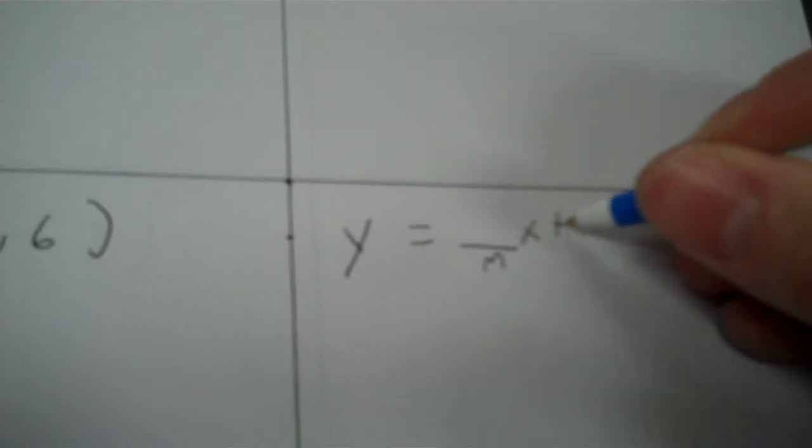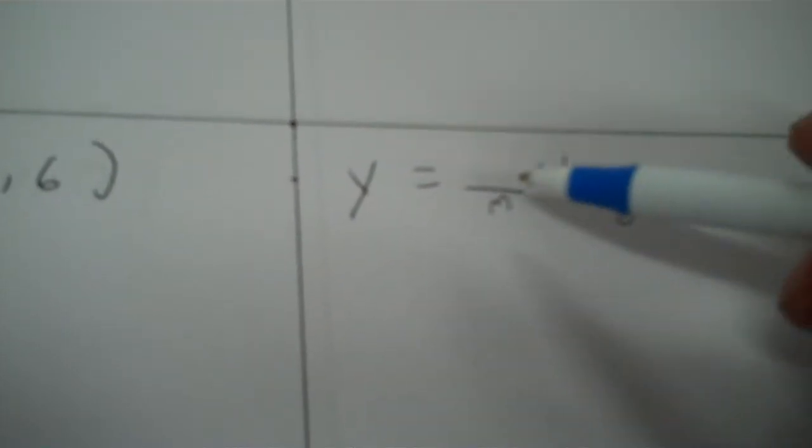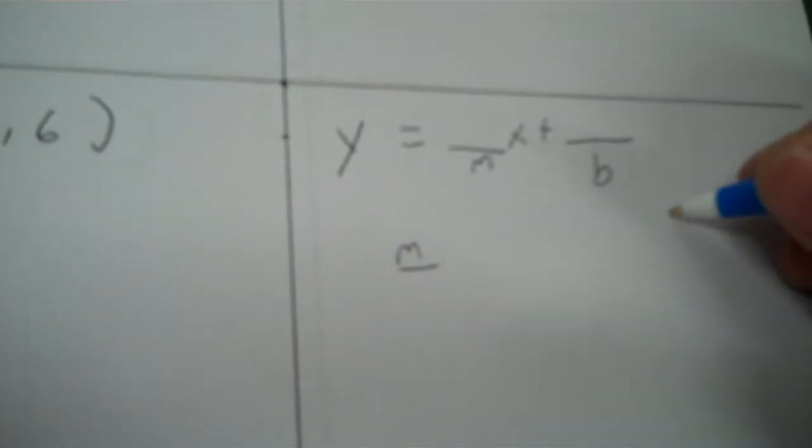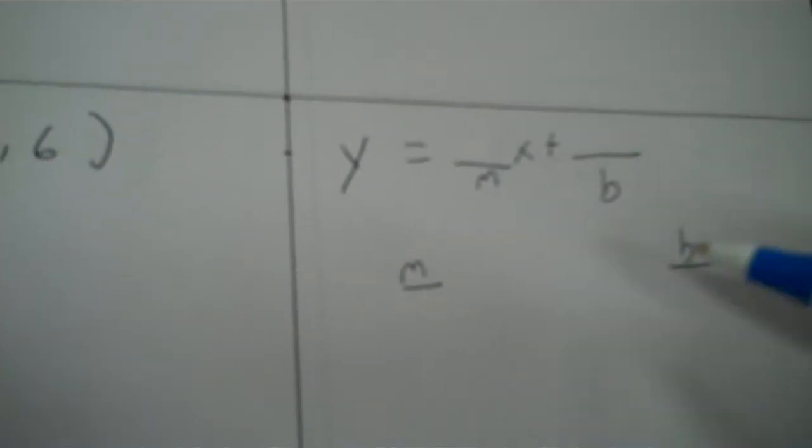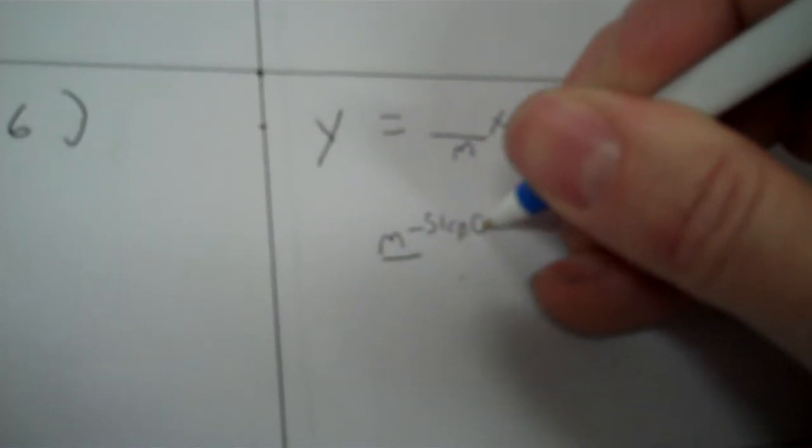Well, I'm about to show you. Okay, so y equals something x plus something else. Okay, this is the m, this is the b. Now, when you don't have the graph, remember what these mean. m is the slope, and b is the y-intercept. So when you don't have the graph, you're actually going to figure out the slope first.